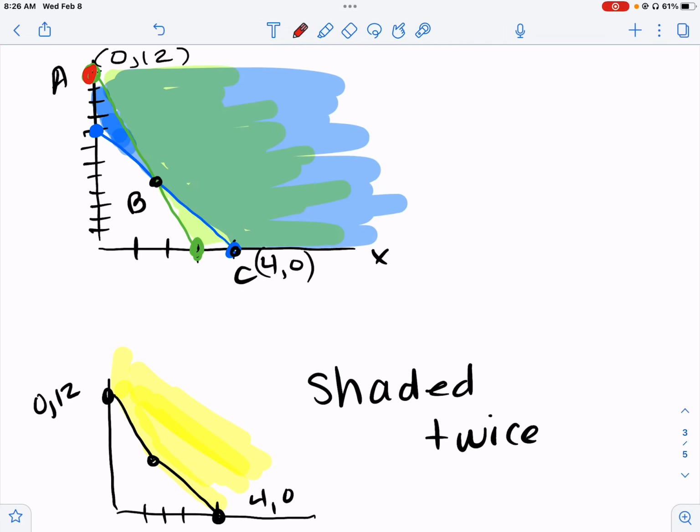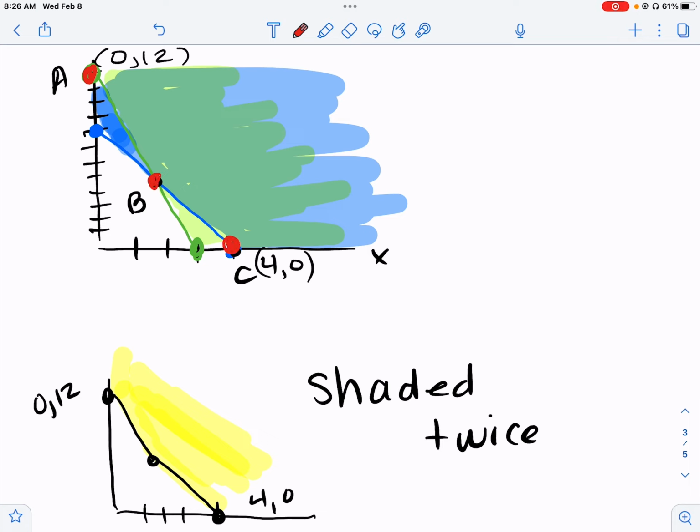These points right here are on the edge of where they're shaded twice. So we've got a blue section and a light green section, but those are not shaded twice. This is the area above that has been shaded twice. So we've got two of these points, (0, 12) and (4, 0). We need this point in the middle. That point is where those two lines intersect, which is when we solve our system of equations.